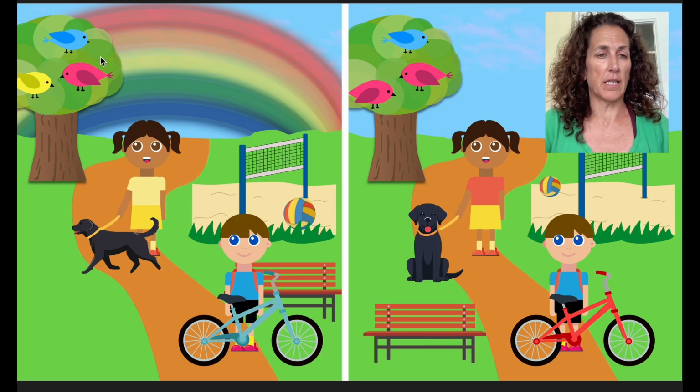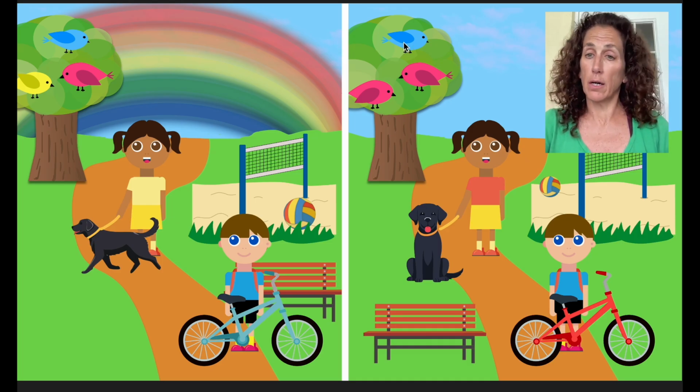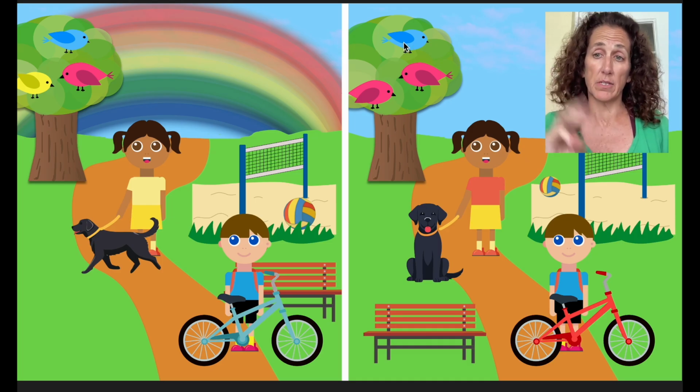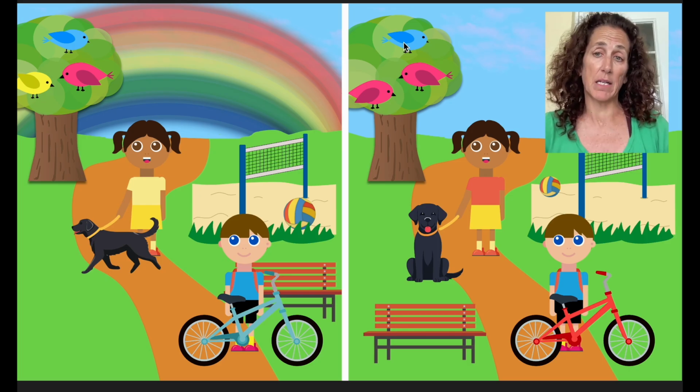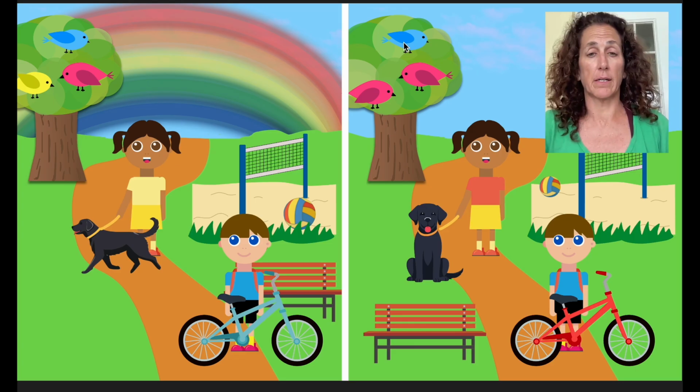In the picture on the left, there are 3 birds in the tree. There is a blue bird, a pink bird, and a yellow bird. In the picture on the right, there are also 3 birds. So that is the same number of birds. Let's take a further look.